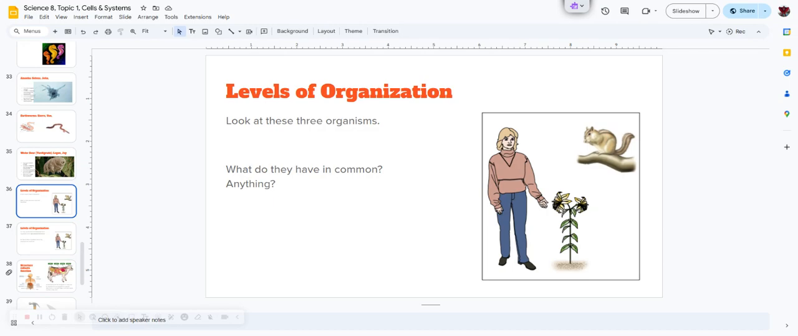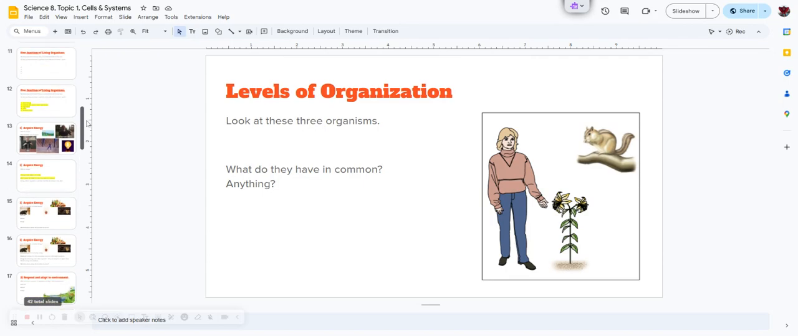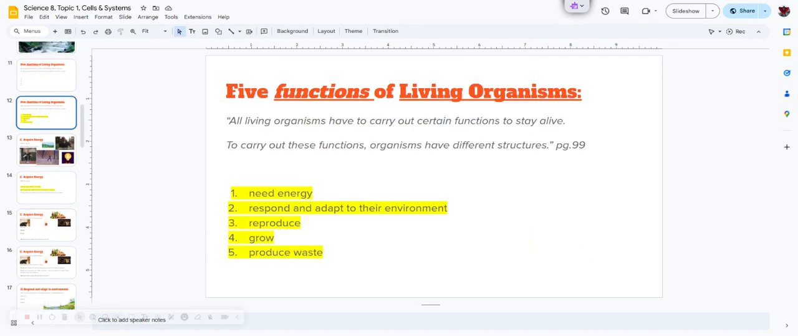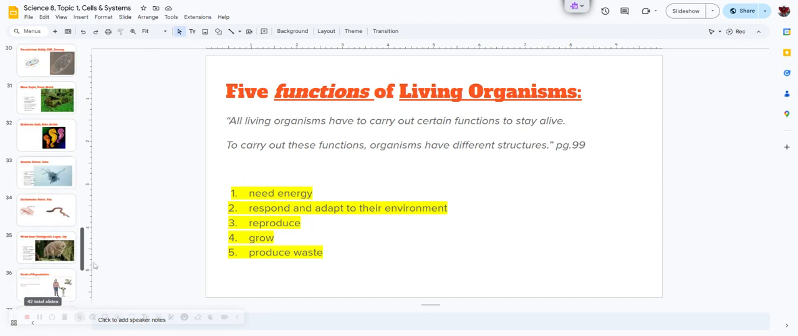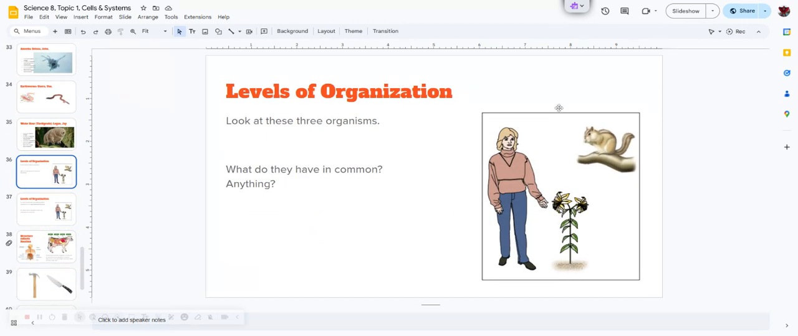All right. Well, the very first thing that we should think of, and we can say this for any organism, regardless of how weird it is or how different it is from other organisms, all organisms have in common the 5 functions of living organisms. We'll refer back to this page, right? Right here. All organisms have these 5 functions in common. Sounds like a pretty good test question to me. Hint, hint, hint. Okay. But there are a lot of other things that these organisms have in common.